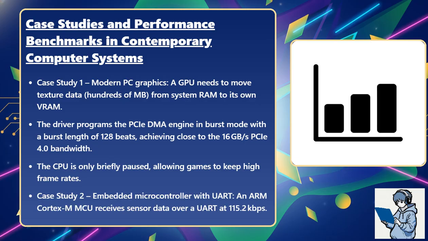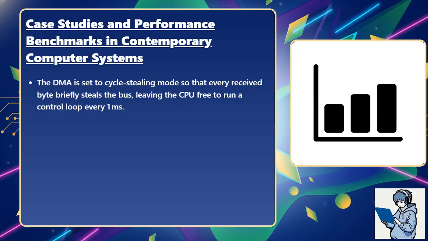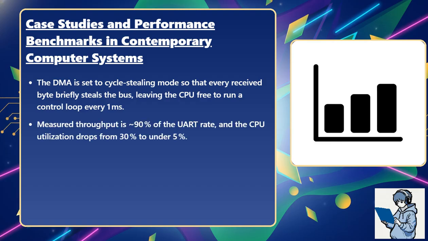Case Study 2. Embedded microcontroller with UART. An ARM Cortex-M microcontroller receives sensor data over a UART at 115.2 kilobits per second. The DMA is set to cycle stealing mode so that every received byte briefly steals the bus, leaving the CPU free to run a control loop every 1 millisecond. Measured throughput is about 90% of the UART rate, and the CPU utilization drops from 30% to under 5%.